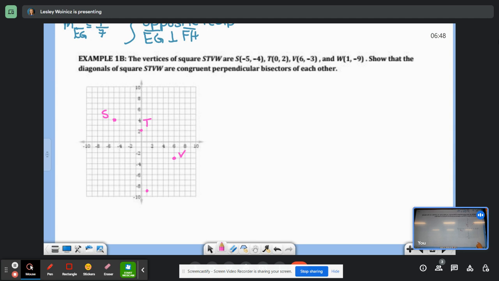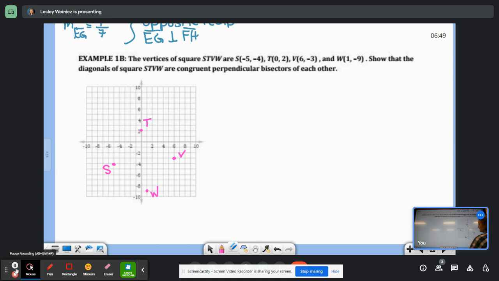Did I mess this up? Okay, let me fix my picture. Wouldn't you know it was the very first one I did. I thought I read -5, 4. It's -4. So I put S in the wrong spot. We have to move S down here. Now it looks like a square.